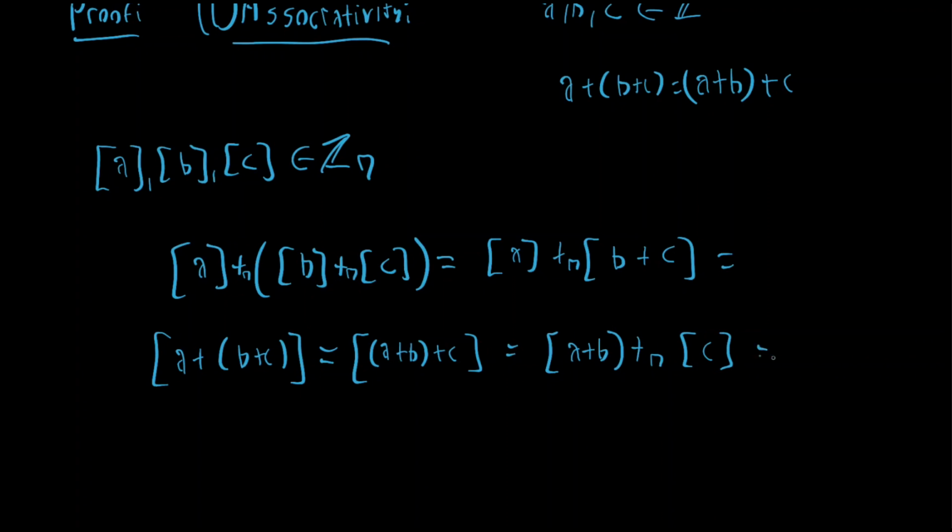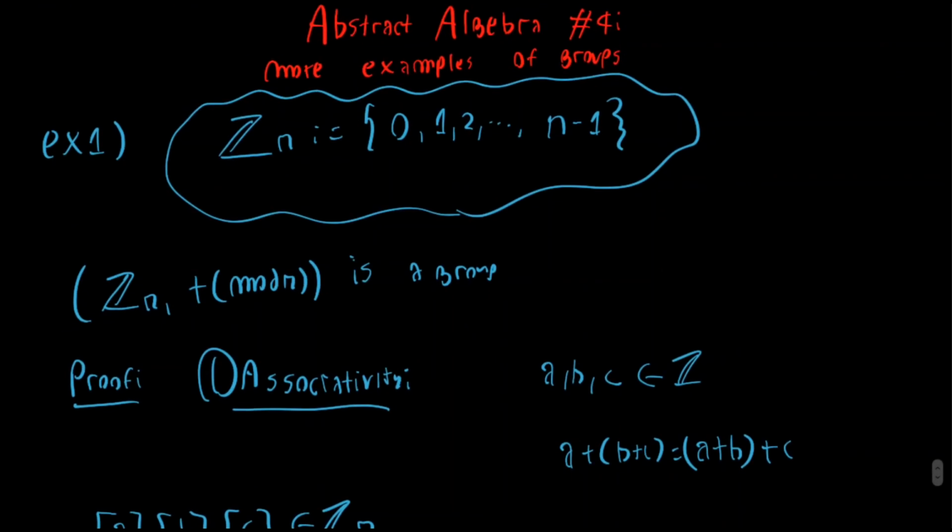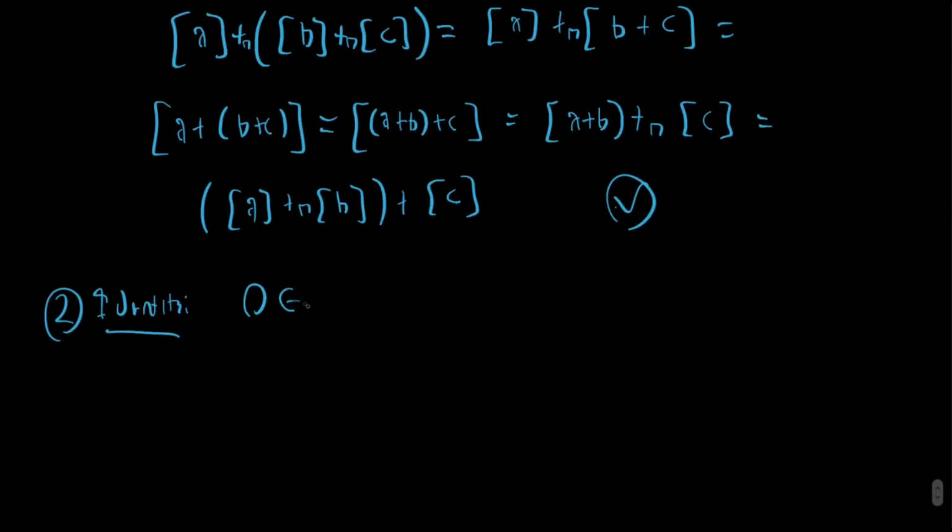But now, unfolding all of this, we get that this is equal to ([a] plus modulo n [b]), all in brackets, plus the equivalence class of c. And this proves associativity. So associativity is satisfied. So now for the identity element, it is 0, that is in the set by the way we define it. So 0 is the identity.